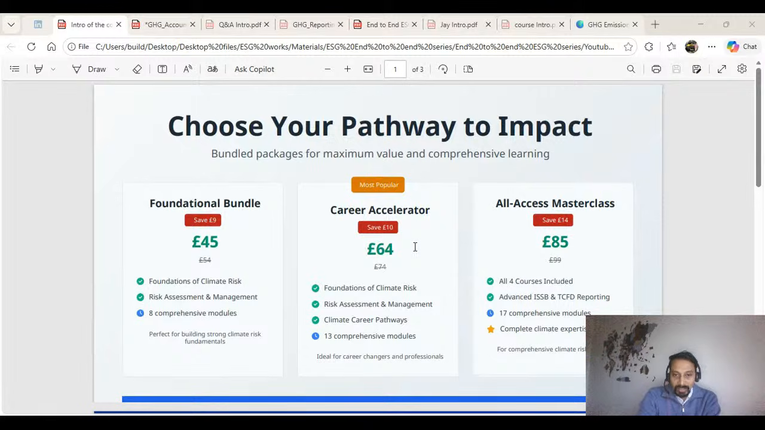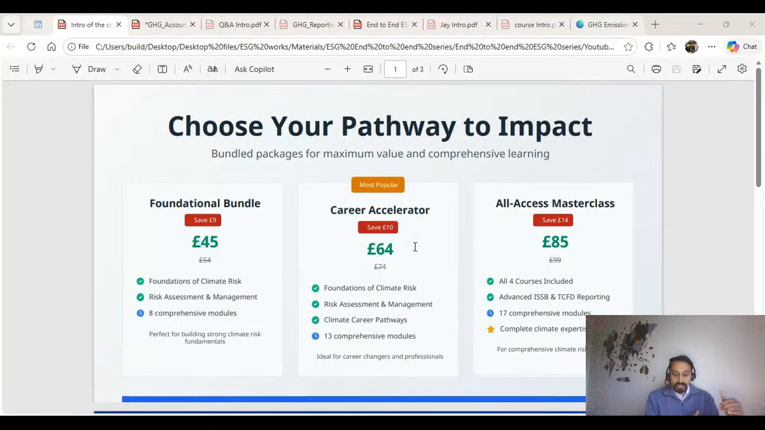Second one is the Climate Career Accelerator Bundle. This one is ideal for professionals and career changers. It includes everything in the foundational bundle plus a climate career pathway with 13 modules in total, helping you move from learning into applications and career positions. And third is All Access, which covers advanced ISSB and TCFD climate scenario analysis through the SSPs and NGFS, with 17 modules overall, giving you end-to-end climate risk expertise.